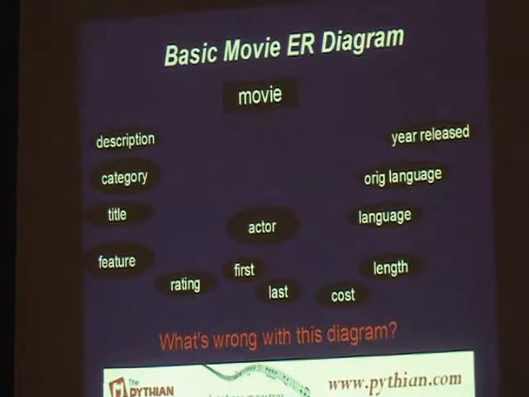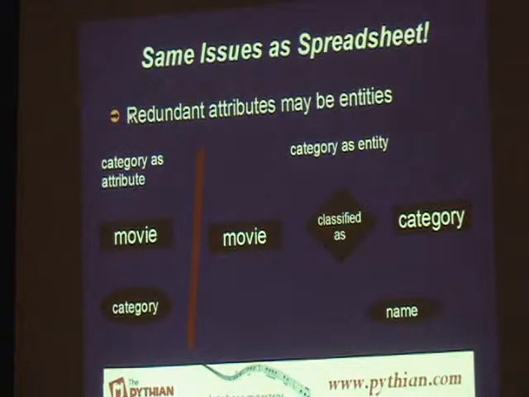So, is there anything wrong with this diagram? Or is there anything that can be done better? It doesn't have to necessarily be wrong, but can anyone see anything that might be bad about it? Alright, super. Well, guess what? I did, because I made it. It has the same issues as the spreadsheet does. The redundant attributes may be entities, right?